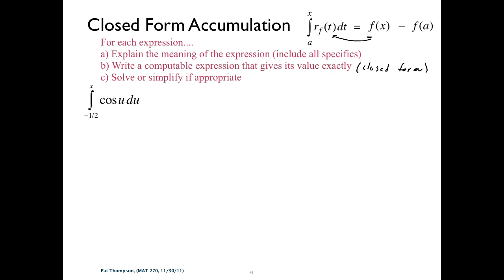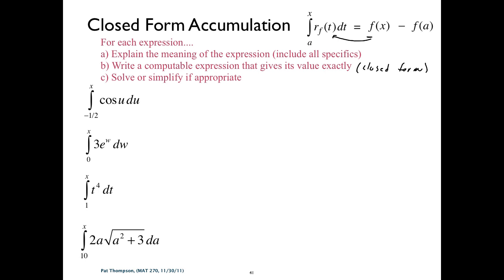So again, what are you going to do with this? First of all, explain the meaning of that. That's just practice of what we've been doing all semester. What is the meaning of that? If you saw that, what would it mean? Include all the specifics. Then try to write it in closed form based on the fundamental theorem and what we talked about. Then if that can be simplified, simplify it as much as you can. I've got 4 of them for you while I take some attendance. But don't skip over part A. Make sure you include all the specifics.